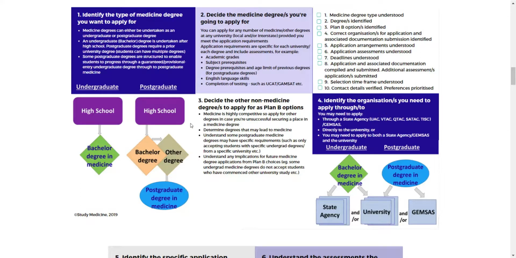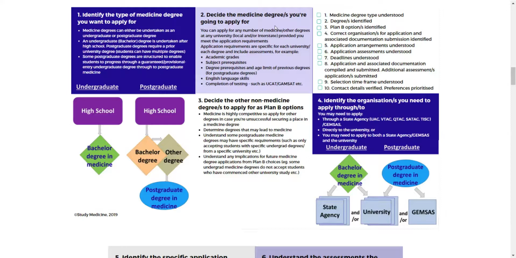And the reason why it's so important to understand what type of medicine degree you're applying for is that type of medicine degree will have a certain type of application process. The second thing you need to decide is obviously the medicine degree you want to apply for. And in that, you need to understand the application requirements for that particular university and for that degree.